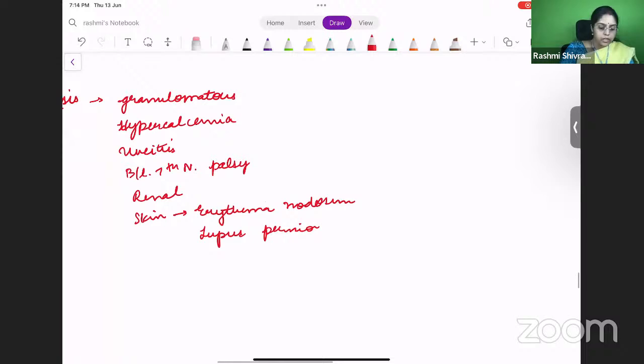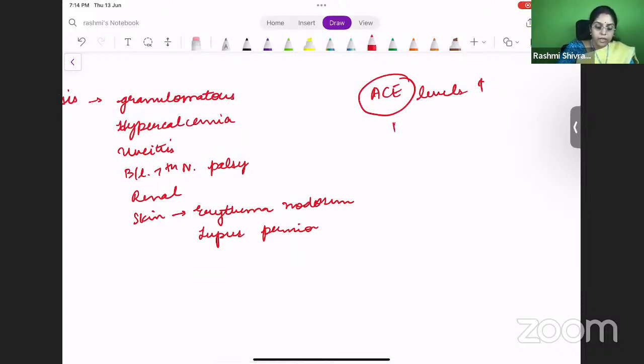So how do you diagnose these patients? You have to do the angiotensin converting enzyme levels. Serum ACE levels will be elevated in these patients. The vitamin D levels also can be elevated because the granulomas will be producing vitamin D. That's why you have hypercalcemia. And radiologically, you will have bilateral hilar lymphadenopathy.